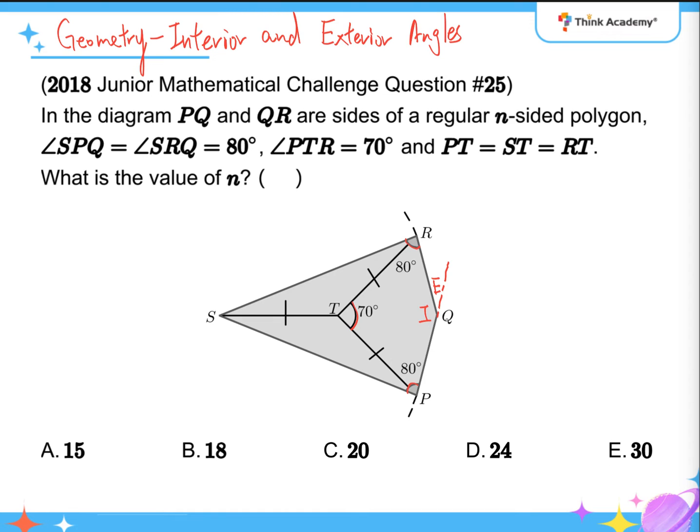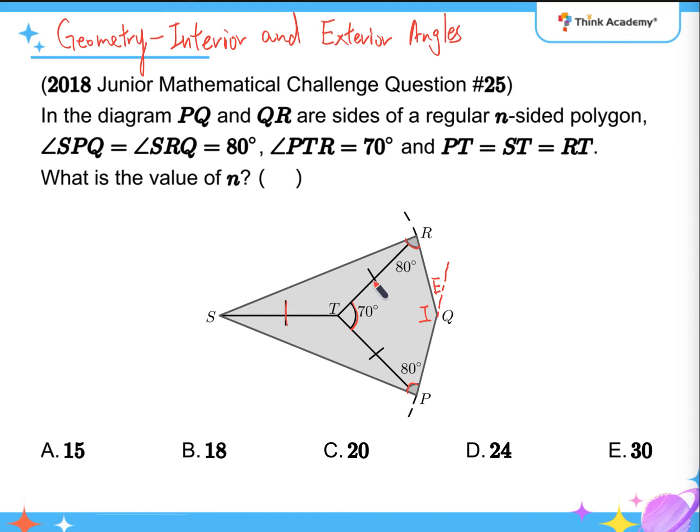So now let's take a look at where the interior angle is positioned in this diagram. It is right there, isn't it? So it means that it is placed in the quadrilateral SRQP. Now, we know 2 of the angles, 80 and 80, but I don't know the top angle. So how can we find the top angle?